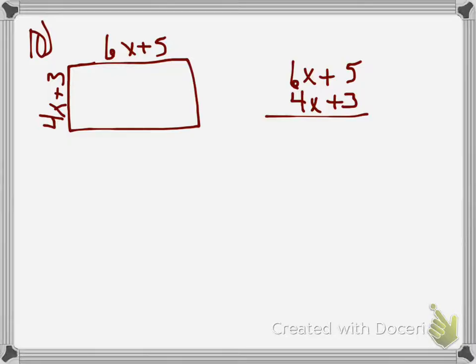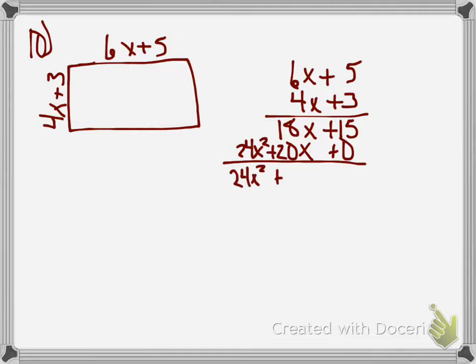Okay, so here's number 10. Number 10 says find the area. So that means now I need to multiply. So let me go ahead and multiply. And here you can see me doing it by vertical method. And again, nothing too different than what you've seen before. Okay, so you can see 5 times 3 is 15. 3 times 6x is 18x. 4x times 5 is 20x. And then 4x times 6x would be 24x squared. Combine those and get the answer.